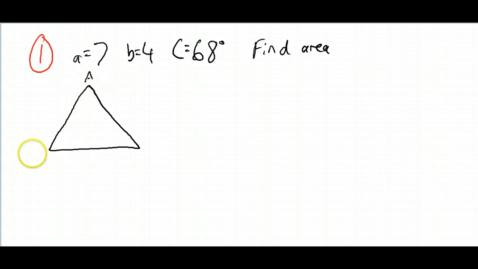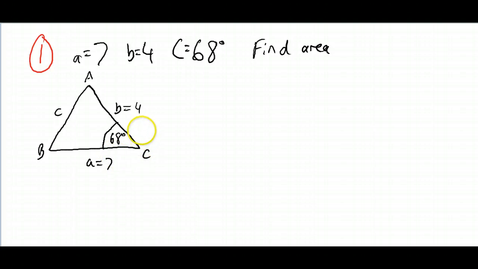So we'll call this side A, angle A, angle B, angle C, side C, side B, and side A. Okay, now we know angle C is 68 degrees, so we can put that in. And we know side B is 4, and we know side A is 7. Okay, we've drawn our diagram.